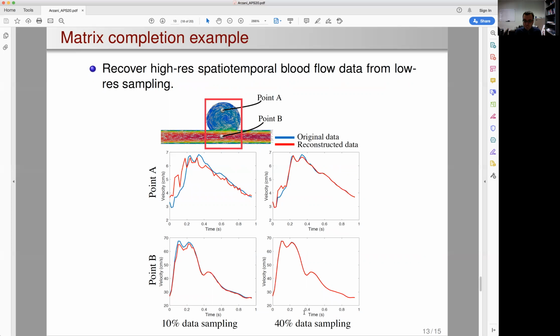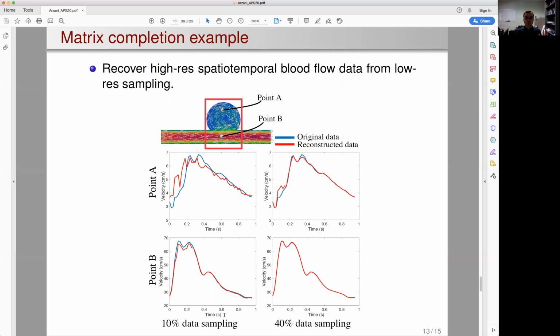If we only have 40% data sampling, and by 40% I mean in space and time, then for point B in the parent artery, you can see that the algorithm does a very good job of exactly reconstructing the data. And for point A, inside the aneurysm, you can still see pretty good performance. There are some errors at certain locations, but for most of the time, the algorithm does a good job.